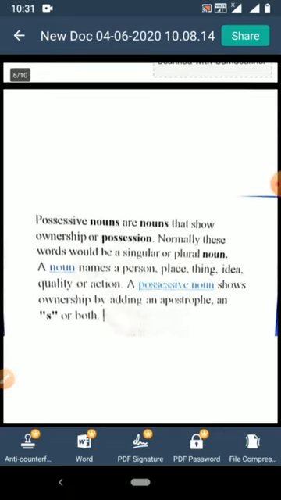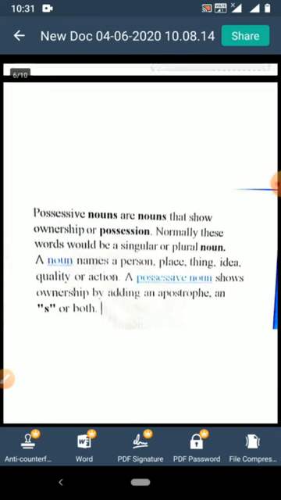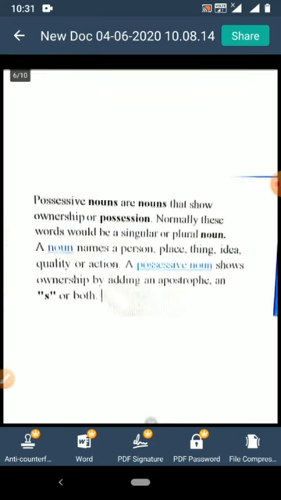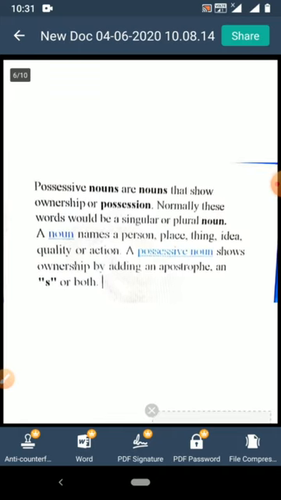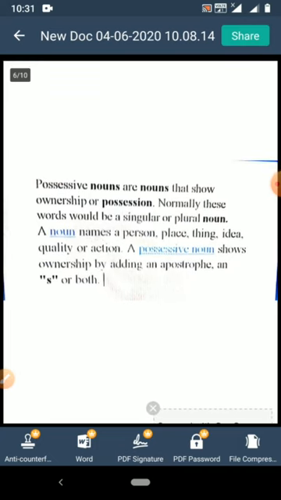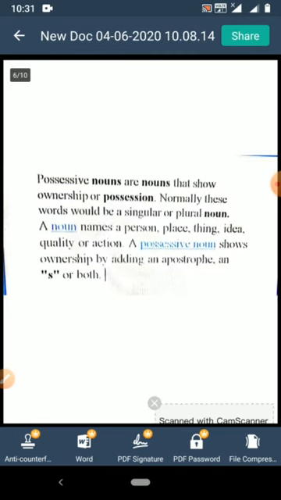Sometimes we have trouble distinguishing between possessive nouns and plural nouns. You have to keep in mind that possessive nouns demonstrate ownership, while plural nouns indicate more than one person, place, or thing. Possessive nouns include an apostrophe. And you just have to keep in mind that an apostrophe is a small hook which you have to use at the end of the word.